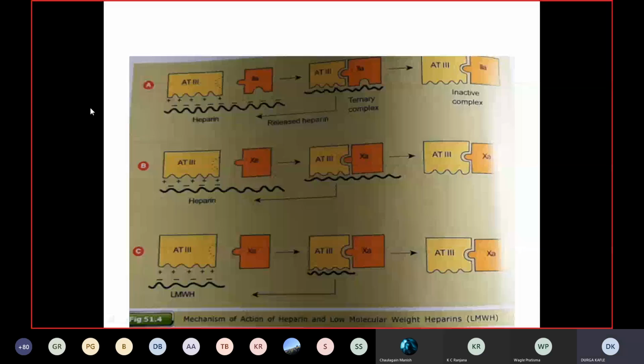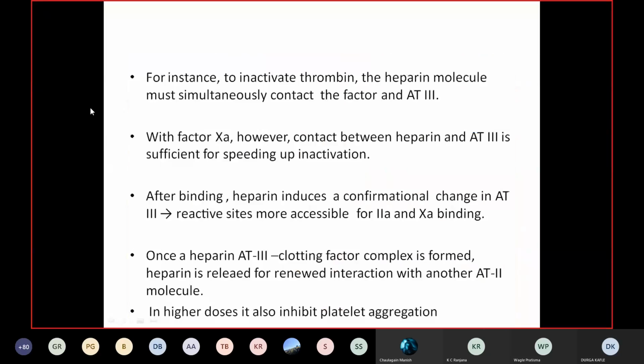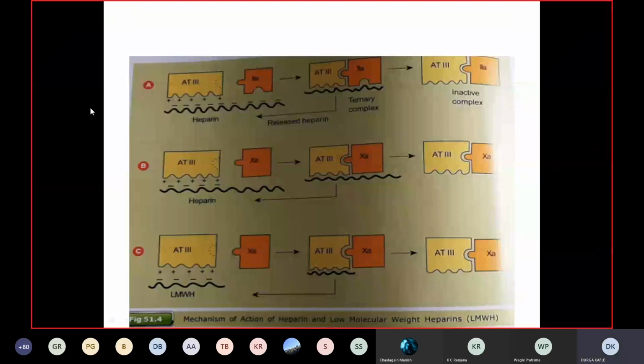Any doubt in this mechanism? This is very important. Why is activated factor 2 not inactivated by the low molecular weight heparin? That is one of the viva type of questions. If you give a very high dose, heparin also inhibits platelet aggregation. In a higher dose there may be an increased risk of bleeding.